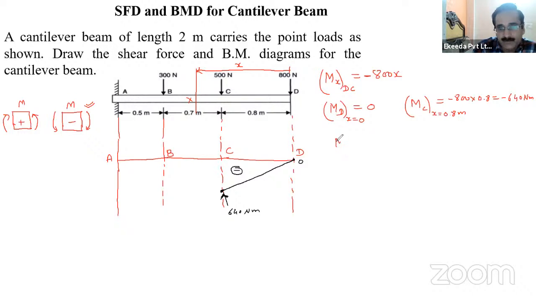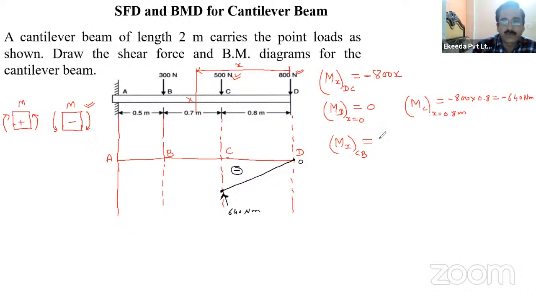So at X point, again, which is valid between C to B. So this is Mx between C to B, right? Now we are taking between C to B. So what are the forces? X is taken from the free end, and it is valid between C to B. So what are the forces? Algebraic sum of moment of all the forces to the right of the section. And to the right of the section, there are two forces, 500 Newton and 800 Newton. We have to take the moment of 500 Newton and 800 Newton.